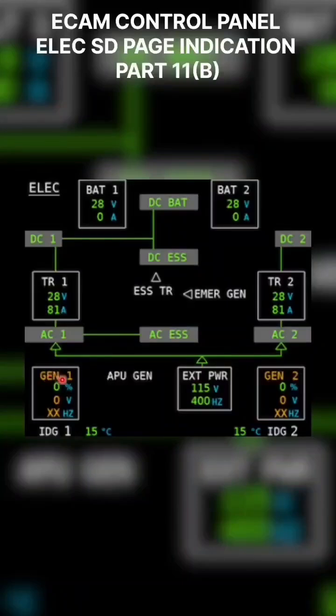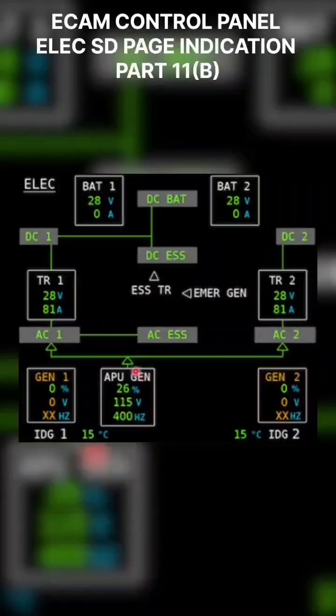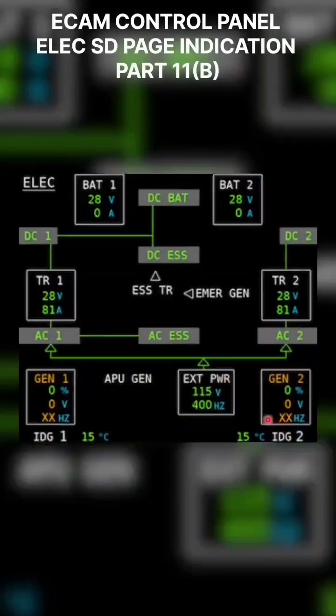Just remember, Gen 1, Gen 2, external power and APU power are all the same power, and the rating of the generators is the same. 115 volt 400 cycle is the requirement, and it is the same for all.